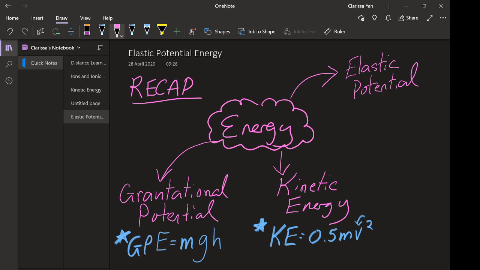The first one we calculated was gravitational potential, and that formula was mgh. M being mass, g being gravitational field strength, and h being the height from the ground. Then we looked at kinetic energy, which was KE equals 0.5 or a half mv squared. Remember, the squared belongs only to the v, the velocity. It's not squaring the whole thing. That's one mistake that I do see. Sometimes the square is only squaring the velocity bit.